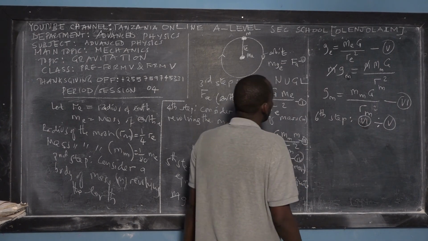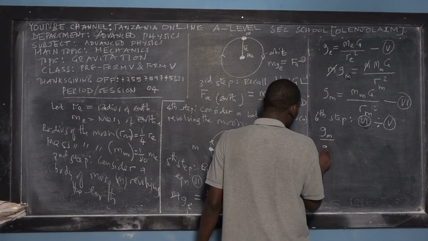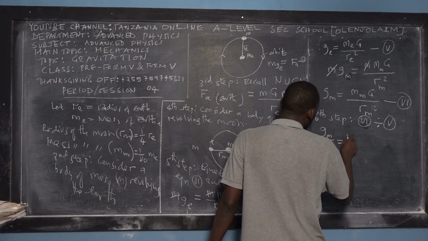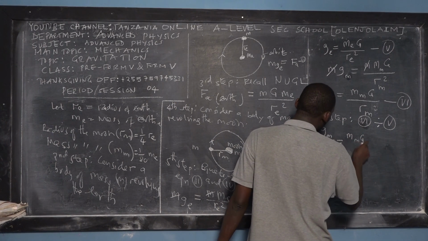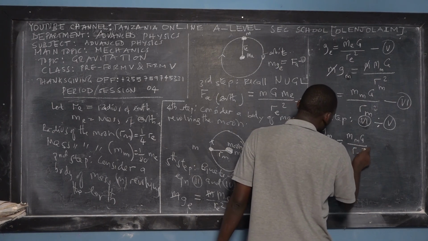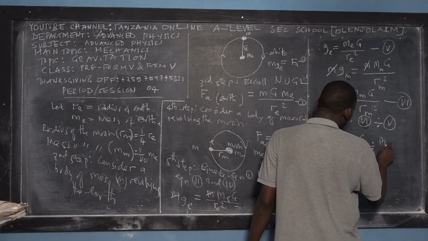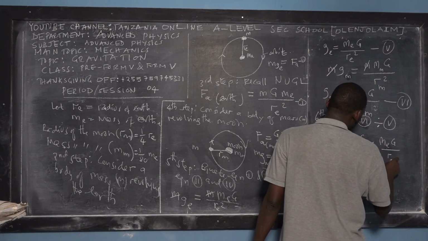Right? So then we say that the acceleration due to gravity on the moon surface over the acceleration due to gravity on the Earth surface is equal to the mass of the moon times the universal gravitational constant over the radius of the moon squared. Then this one we divide by the mass of the Earth, gravitational constant, then the radius of the Earth squared.